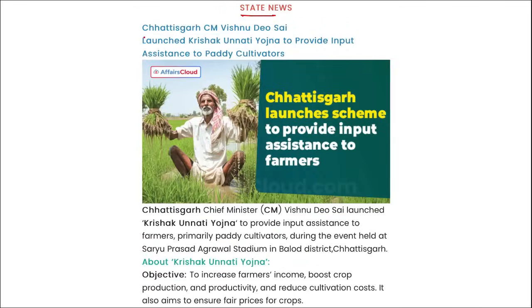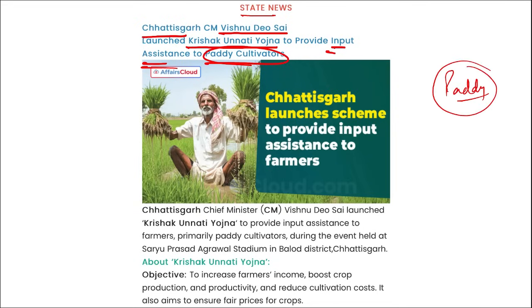Next is state news. Chhattisgarh's Chief Minister Vishnu Deo Sai has launched Krishak Unnati Yojana, and it is to provide input assistance to the paddy cultivators, in order to provide them guidance, in order to provide them with information about how they can improve the output. So for that, Krishak Unnati Yojana was launched to provide input assistance, that is to help them about paddy cultivations, right? So this was launched by whom? It was launched by Chhattisgarh state. If the name of person being asked, then it was the Chief Minister of Chhattisgarh, Vishnu Deo Sai, who launched this Krishak Unnati Yojana, right, in order to help the paddy farmers.